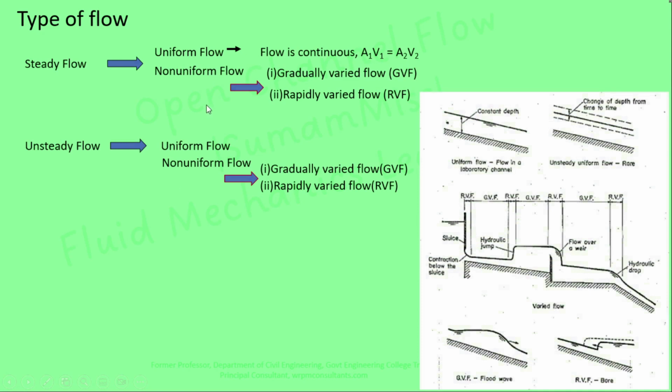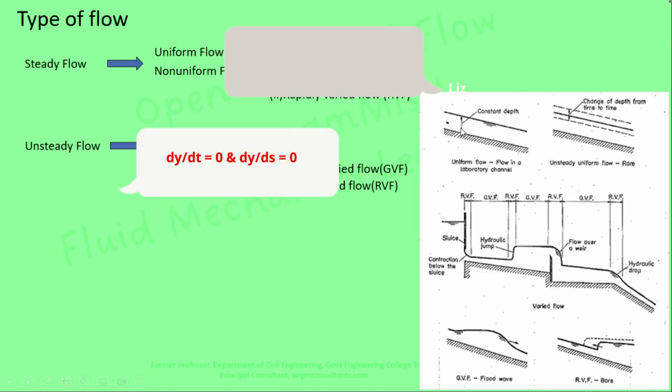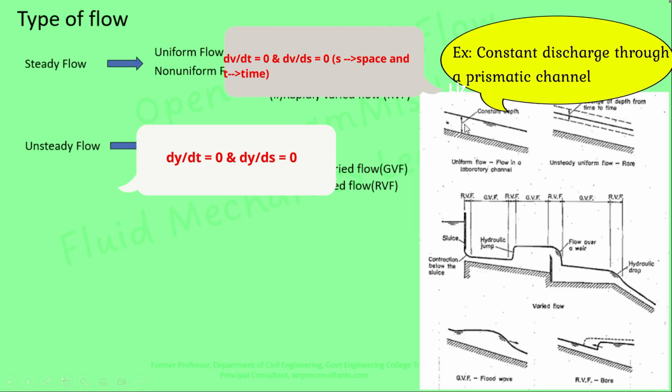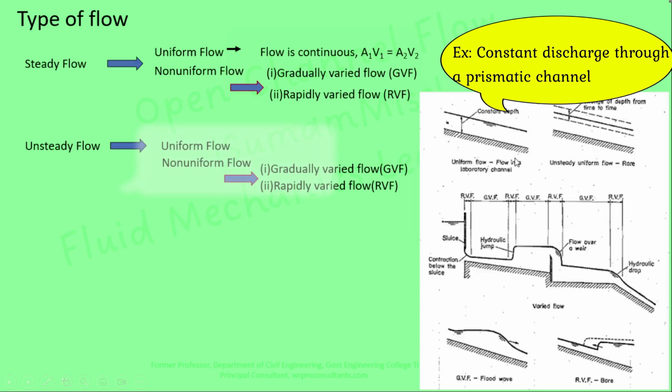The figure shows the different conditions of flow. This figure represents the steady uniform flow condition. You can see that flow characteristics are not changing with respect to space and time. If you are measuring the flow characteristics at this section or at this section, it is the same.